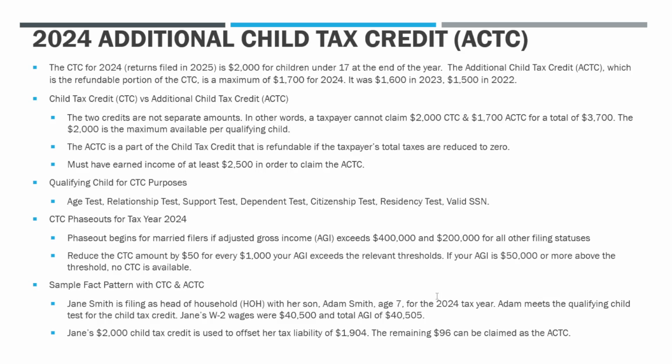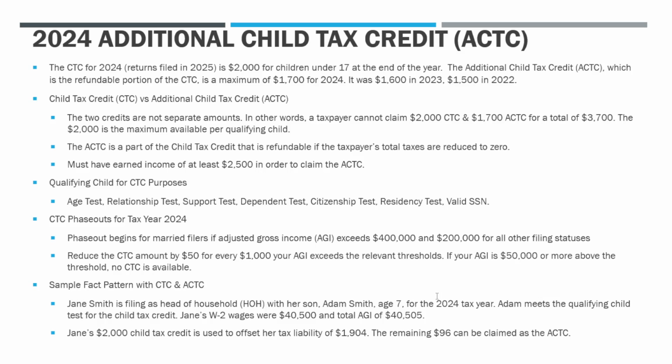He lives with her full time. He doesn't provide more than half his support, meets the age test, has a valid SSN, and all the requirements have been met. Now, as far as Jane's income here, she has W-2 wages of $40,500, and her total AGI is $40,505. So she has some investment income in there.